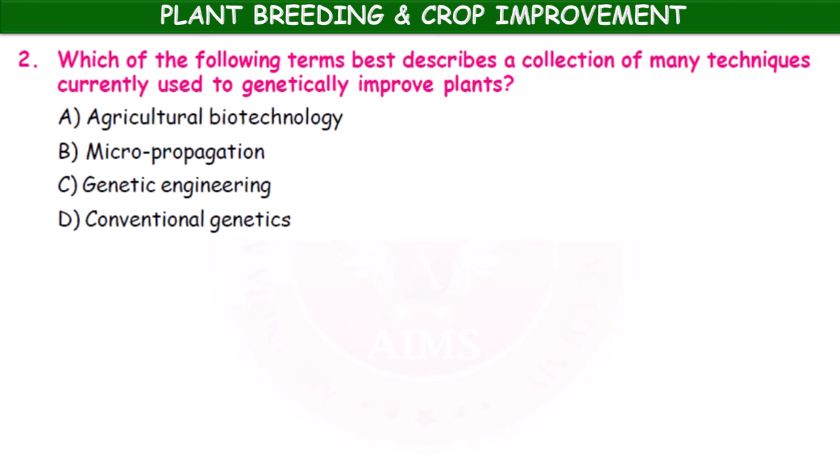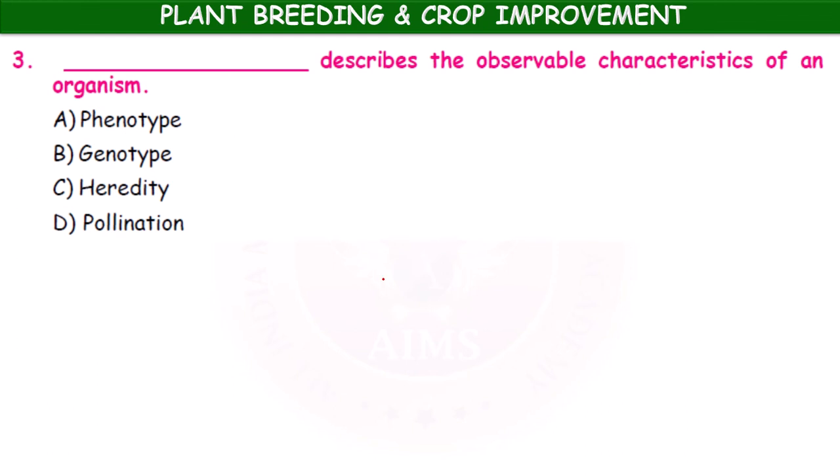Which of the following terms best describes a collection of many techniques currently used to genetically improve plants? Agricultural biotechnology, micropropagation, genetic engineering, conventional genetics. It is agricultural biotechnology, A. Okay, it best describes a collection of many techniques currently used to genetically improve the plants. Okay, what is crop improvement? Crop improvement is nothing but the genetic improvement of the crop.